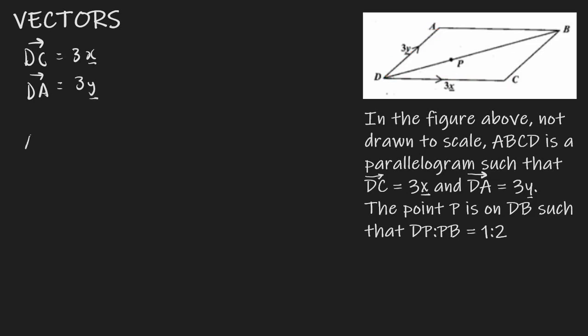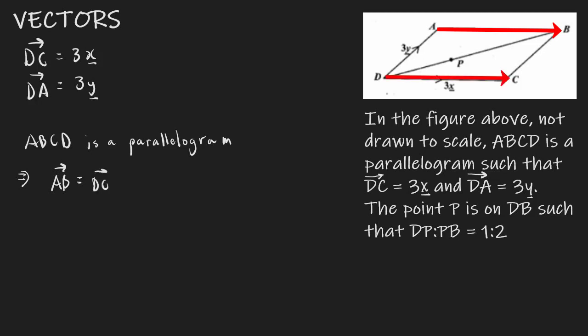And figure ABCD is a parallelogram, which implies that vector AB is equal to vector DC, which is equal to 3x, and vector CB is equal to vector DA, which is equal to 3y.